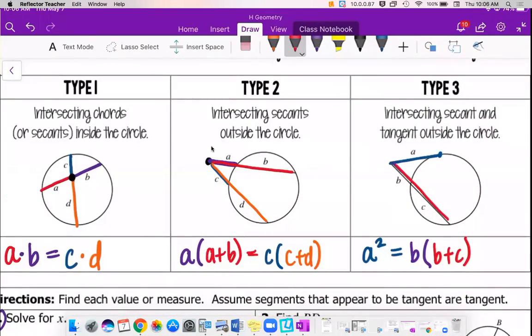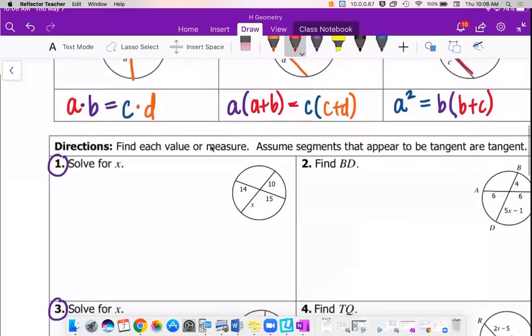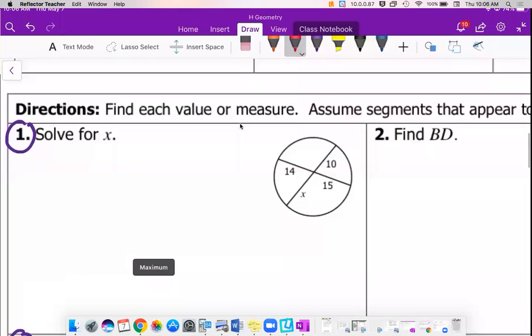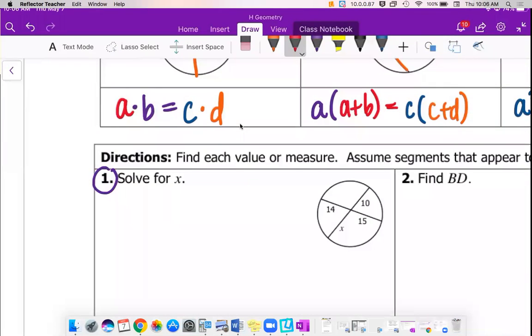So for the notes, we're just going to go through the odds, and we're just going to find them together. Another important piece of information is it just says, assume that segments that appear to be tangent are tangent. So we're just going to try to find these different values, okay? All right, let's start with number one.